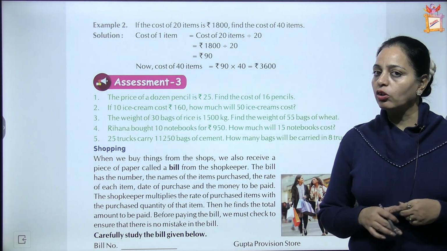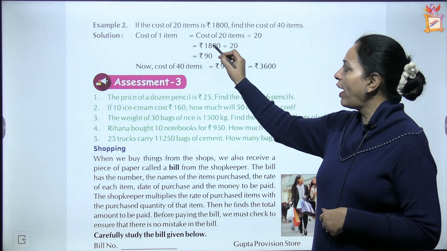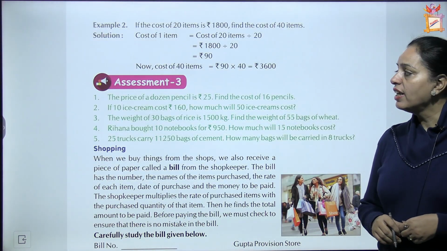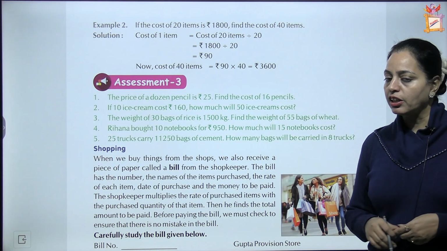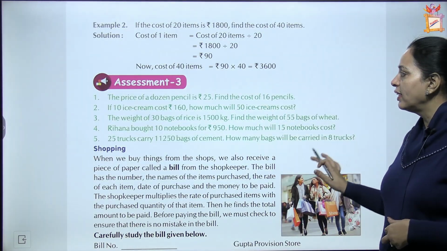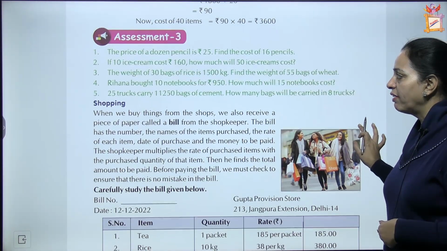So first find the cost of one item. So divide 1,800 by 20, that is ₹90. Now cost of 40 items will be more. 90 multiplied by 40, that is 3,600.